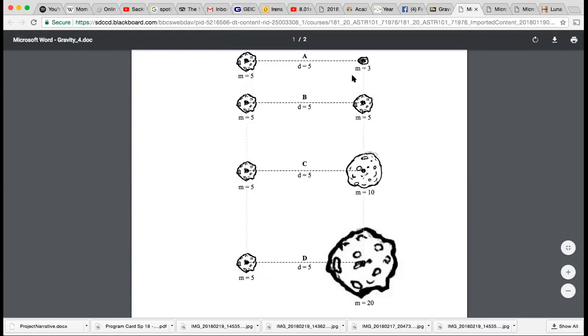So that's the first question, to rank the forces. This one feels the greatest force. Now, the second question was to rank the accelerations of these asteroids on the left-hand side.